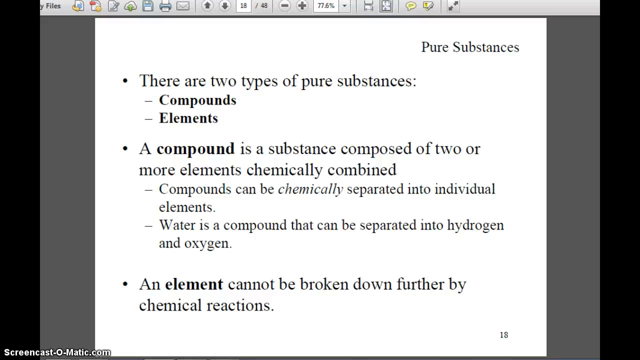Like I said, there are two kinds of pure substances. One is called an element, the other is called a compound. So an element, when you try to break it down further, you can't get anything other than itself. Whereas when you have a compound, you will need some kind of a chemical reaction, but you will be able to decompose it into its corresponding elements.